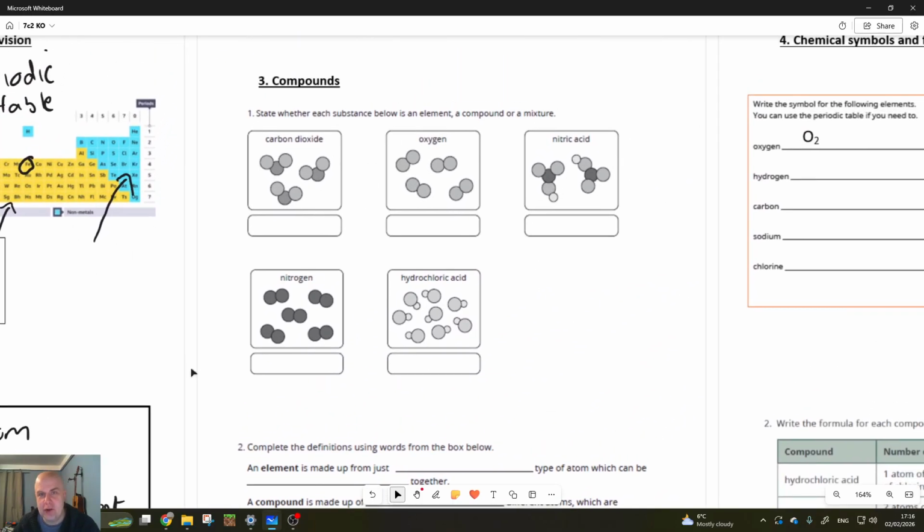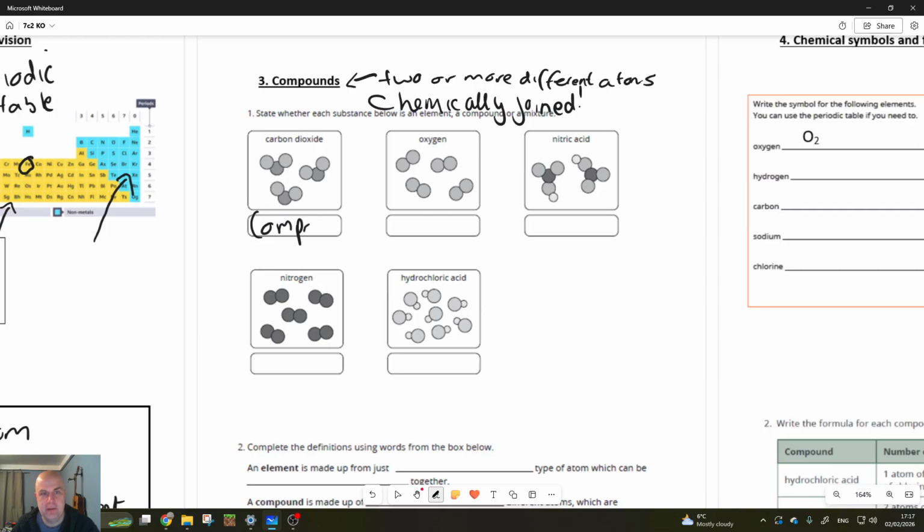Right, are these compounds, elements, or mixtures? A compound, as we know, is two or more different atoms chemically joined. That's what a compound is. So, is this a compound? Do we have two different coloured circles here? We do. So this is a compound. What about this one? There are two circles joined together, but they're the same circles. So this is an element.